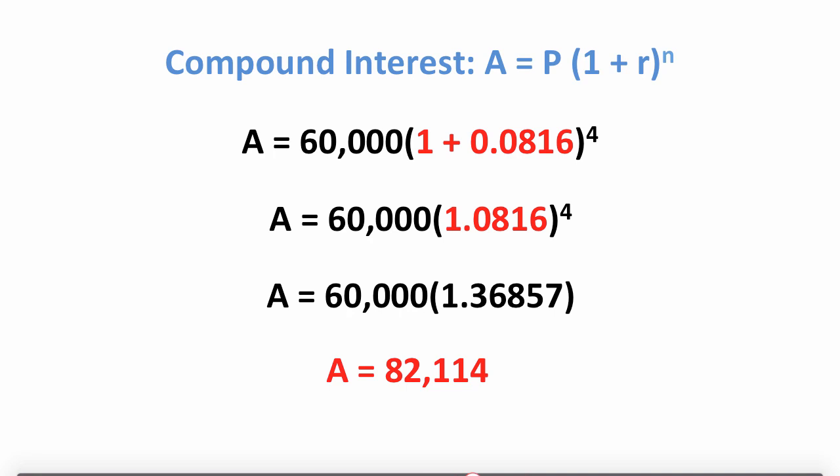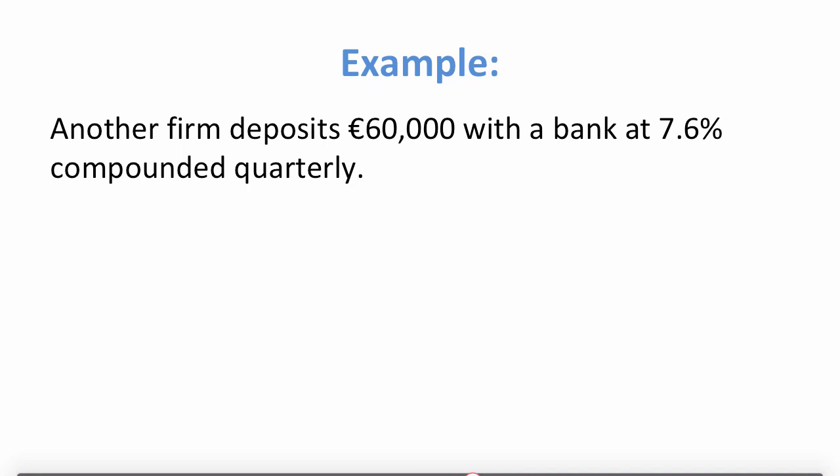It's always a good idea to compare two scenarios. This one with a bank account offering 8%, and I set another one up in which we have another bank where they're offering a lower nominal rate of interest of 7.6%. The firm or another firm is going to also deposit 60,000, and we're going to find out which bank offers the best rate of interest.